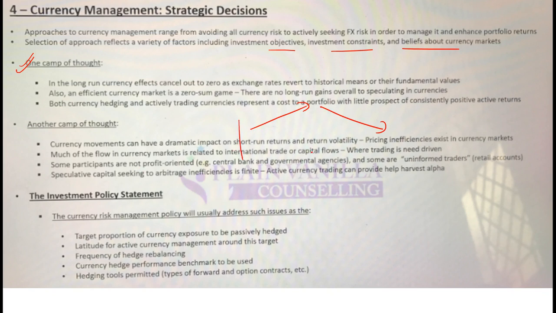So for long run, your impact of currency movement will be zero. And so your domestic currency return will be your foreign currency return. So do not invest into, or do not incur cost or expenses into hedging. That is one camp of thought.